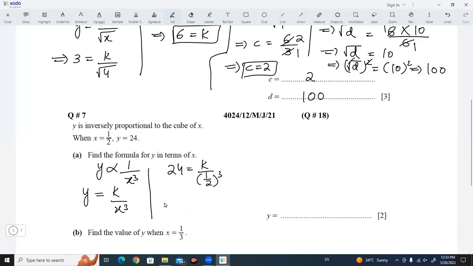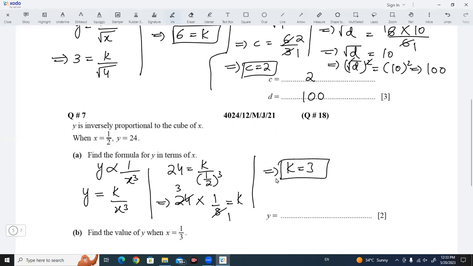Now this thing will be cross multiplied. So 1 cube is 1 and 2 cube is 8. We can do it directly as 24 times 1 by 8. Now it can be cut, 8 1 times, 8 3 times 24. So the value of k is equals to 3. So now what we have to do, they are saying that find the formula. Formula is the same thing, equation connecting x and y. So we have to use this thing, means putting the value of k here, it becomes y equals to 3 over x cube. This is the answer for part A.